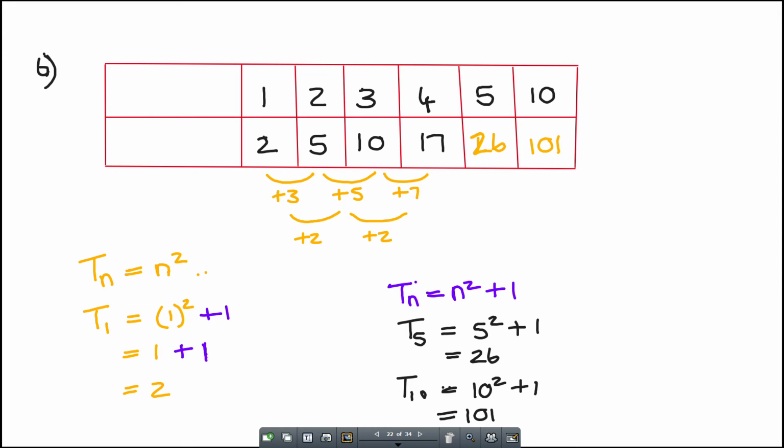So let's get term 5 and then term 10. 5 to the power of 2 gave me 25, plus 1, so that is how I knew this will be 26. Then 10 to the power of 2 gives me 100, plus 1. That's how I knew that term 10 would be 101.